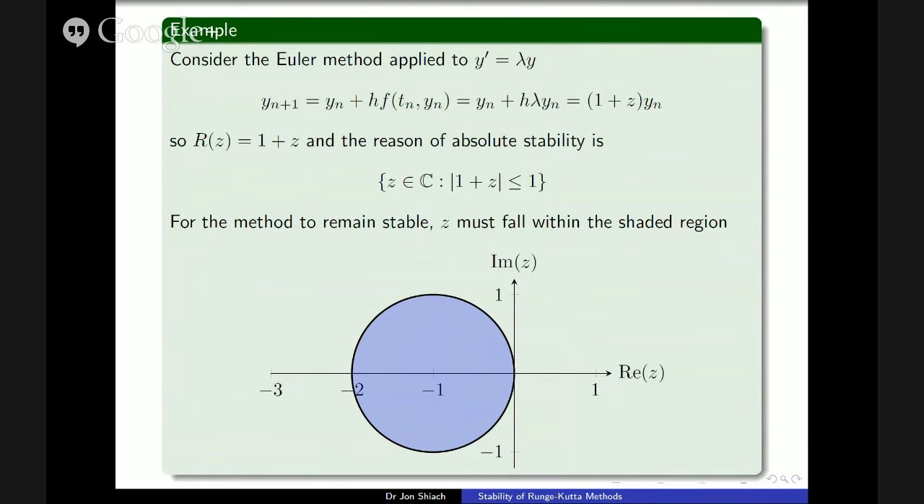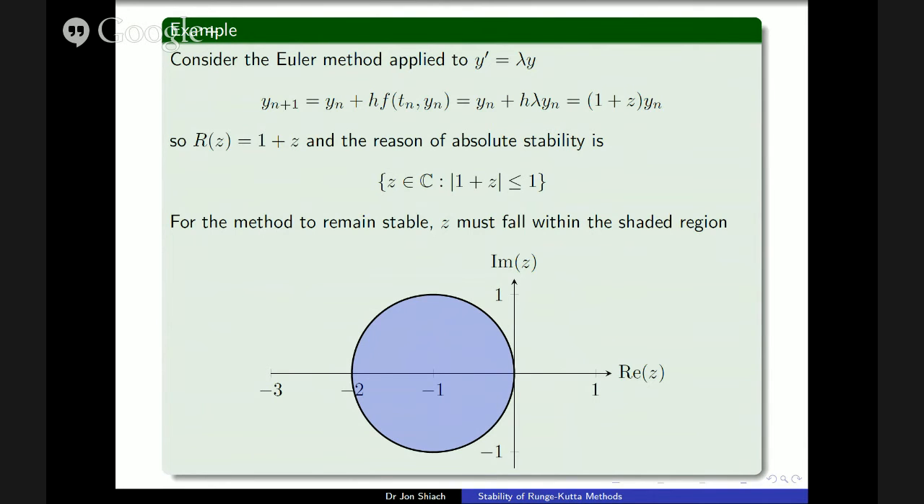That 1 plus z, that is my stability function. So R(z) is equal to 1 plus z. Therefore, the region of absolute stability is the modulus of 1 plus z is less than or equal to 1. Remember, z is a complex number. It has real parts, it has imaginary parts.